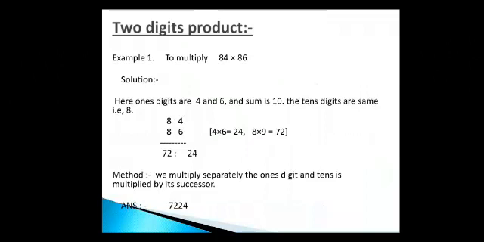Now we have to multiply 84 into 86. So we can see that the ones digit numbers 4 and 6, and the sum of 4 and 6 is 10, and the tens digit numbers are same, that is 8. So we multiply ones digit numbers 4 into 6, that is 24, and 9 is the successor of 8, so we multiply 8 into 9, that is 72. So we get the answer 7224.